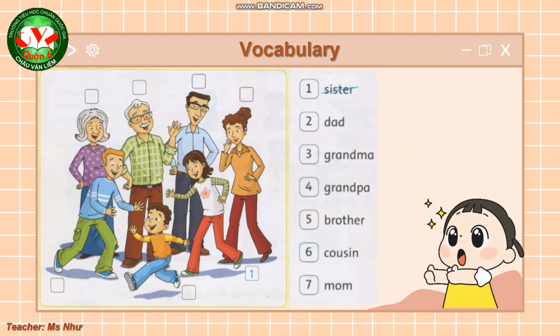In number 1, we have the word sister. 2 is dad. 3, grandma. 4, grandpa. 5, brother. 6, cousin. And 7 is mom. These are the words that we need to remember in the lesson today. Now listen to me and try to repeat all the words.